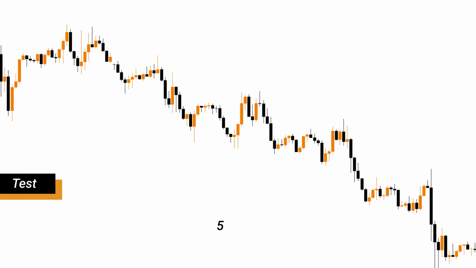Where's the trend line? Can we trade from here since it gave us a candlestick confirmation?